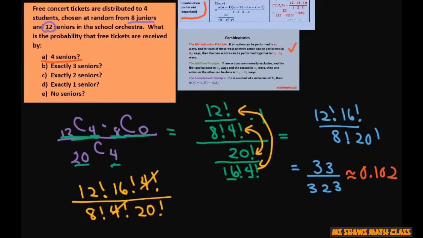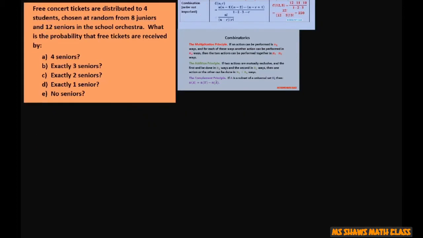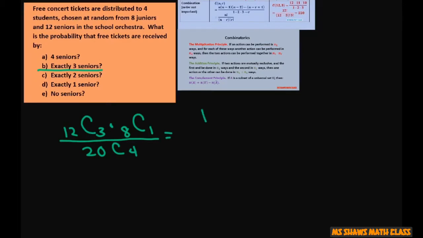Also, you can use a calculator, but it's still good to know how to do it that way. All right, next one. Exactly 3 seniors. So that means out of the 12 seniors, we have to choose 3. That means out of the 8 juniors, there has to be 1. And again, our total is 20 choose 4. So this one's going to be 12 factorial divided by 9 factorial times 3 factorial. That's for the first one.